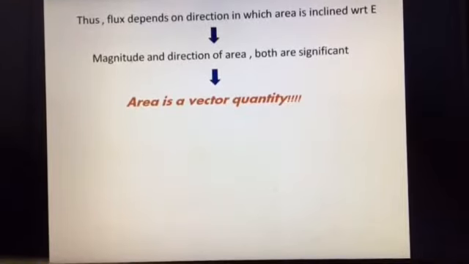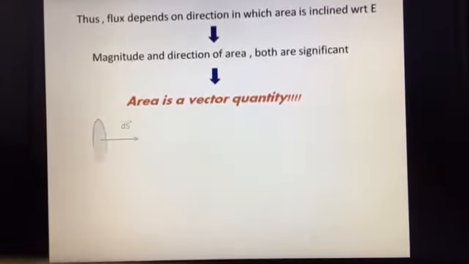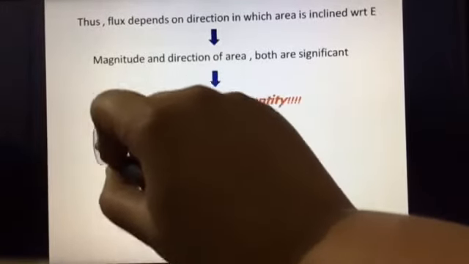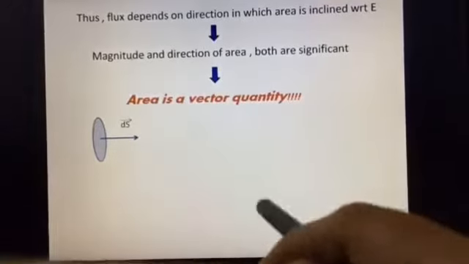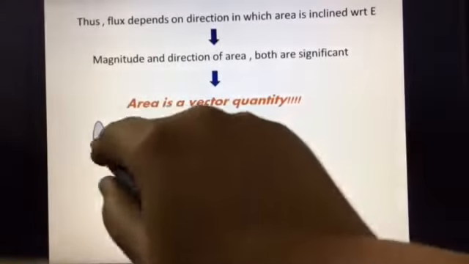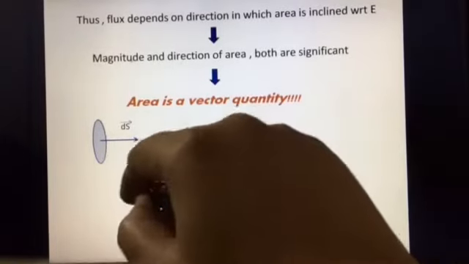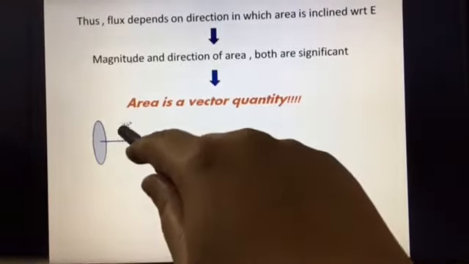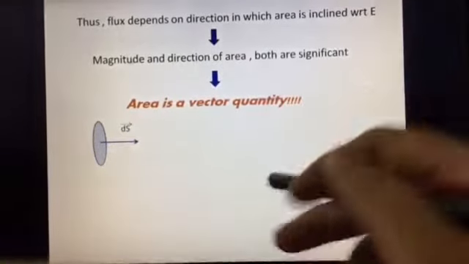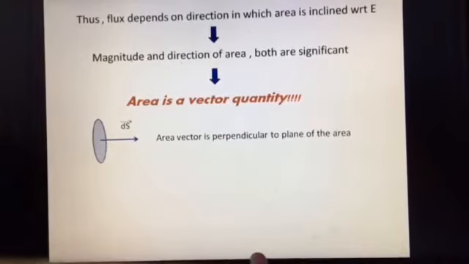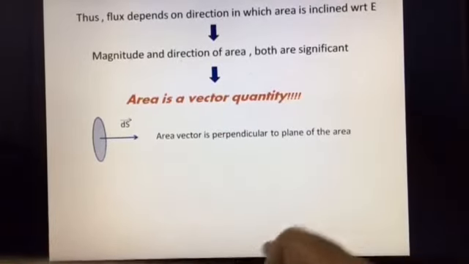If we have area as a vector, we should be able to show the direction of this vector quantity. How do I show the direction? If this is the area, this is the plane, the direction of this vector is shown by drawing a perpendicular to the plane of this area, and that is called the area vector. That arrow is indicating the vector sign. So the area vector is perpendicular to the plane of the area.